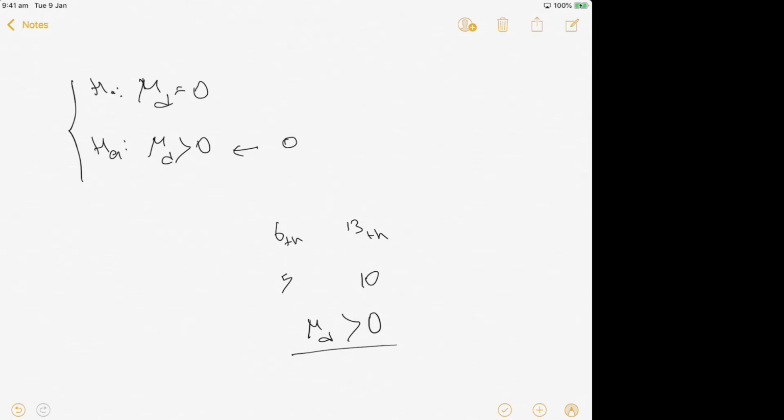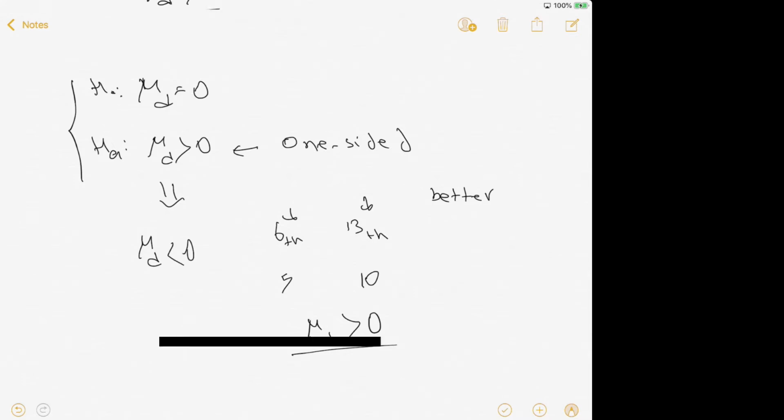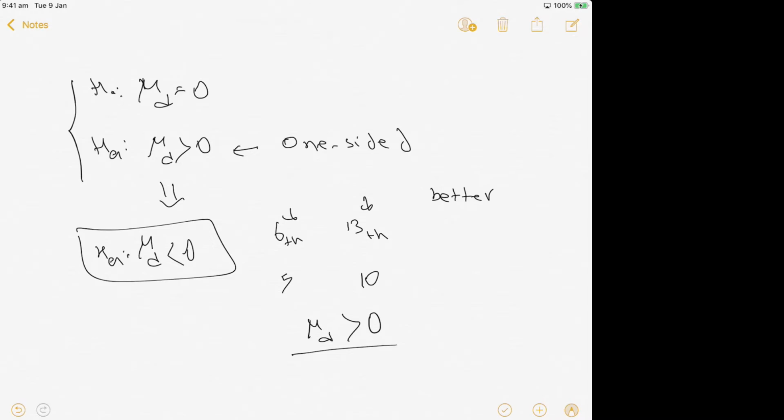It's one-sided. If the question was asking whether the 13th is better, then we should change this to mu, the mean of differences, smaller than 0. That would be our alternative hypothesis. But now it's asking whether the 13th is worse or not. Worse or better, this is what we are looking for.